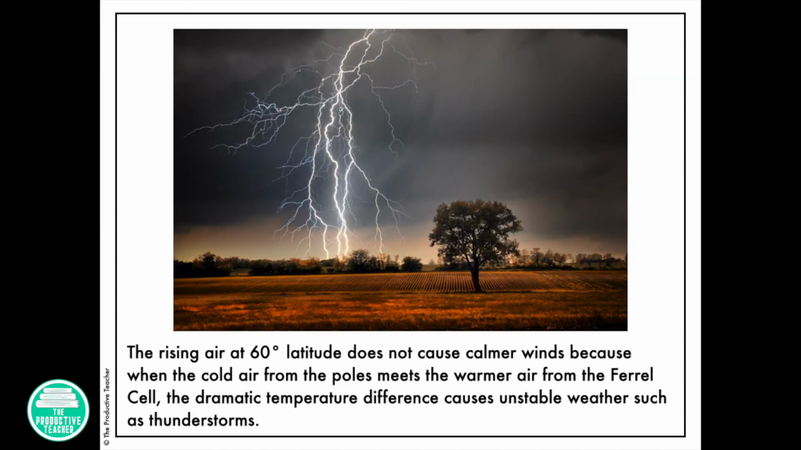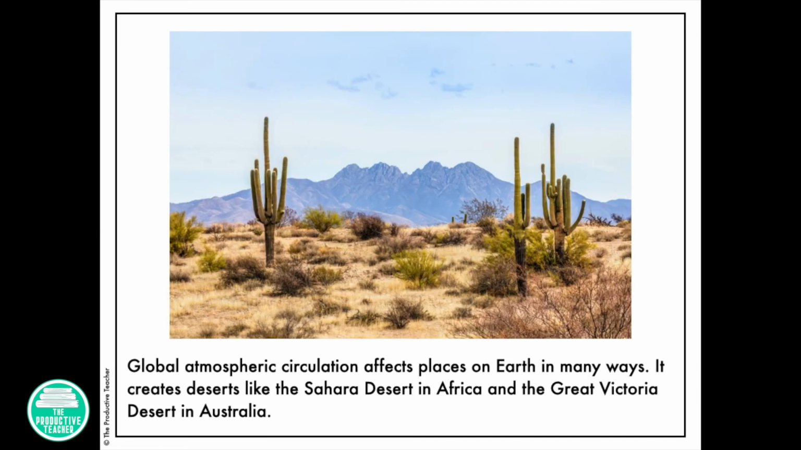The rising air at 60 degrees latitude does not cause calmer winds because the cold air from the poles meets warmer air from the Ferrel cells. The dramatic temperature difference causes unstable weather, such as thunderstorms.